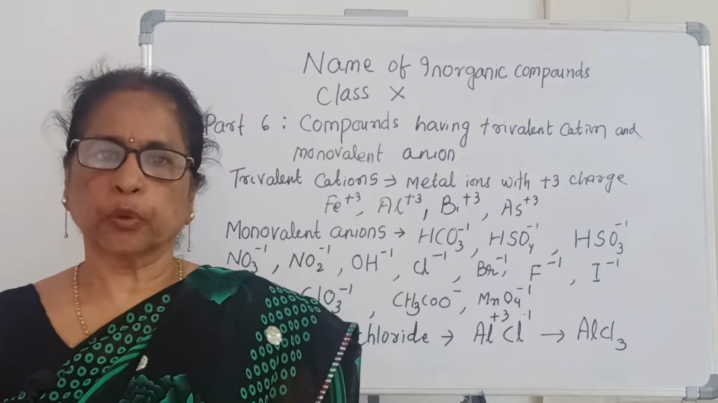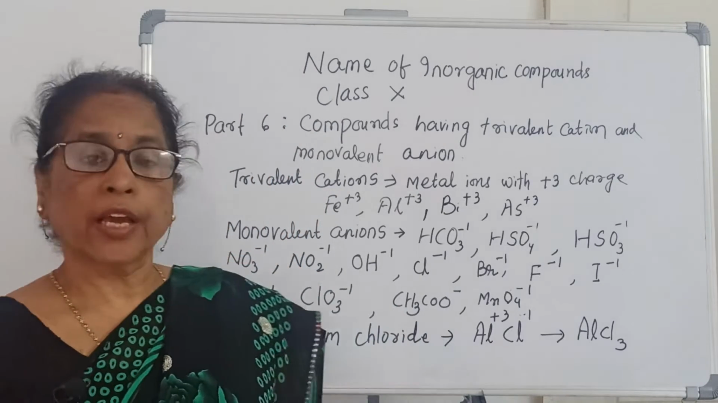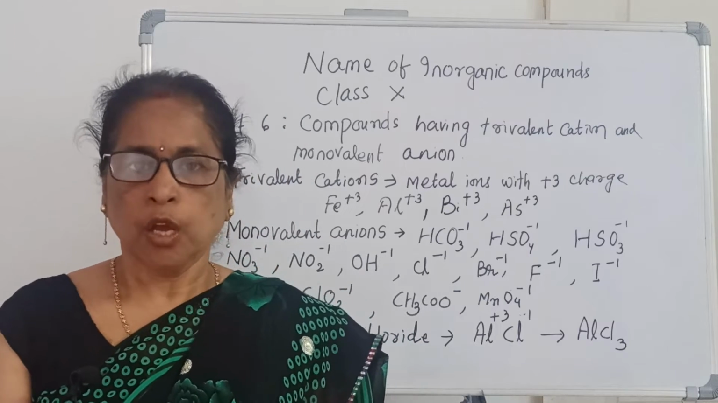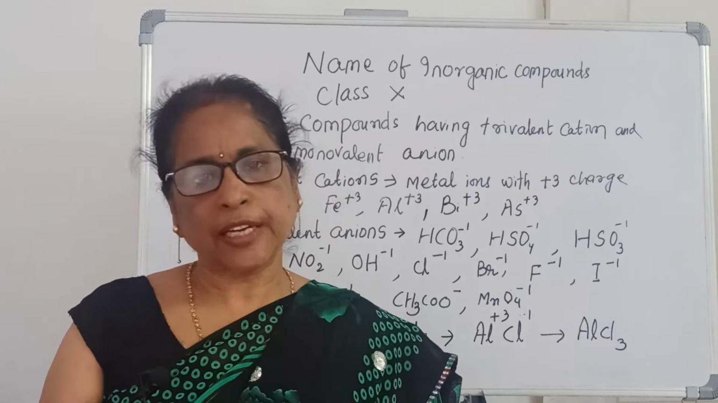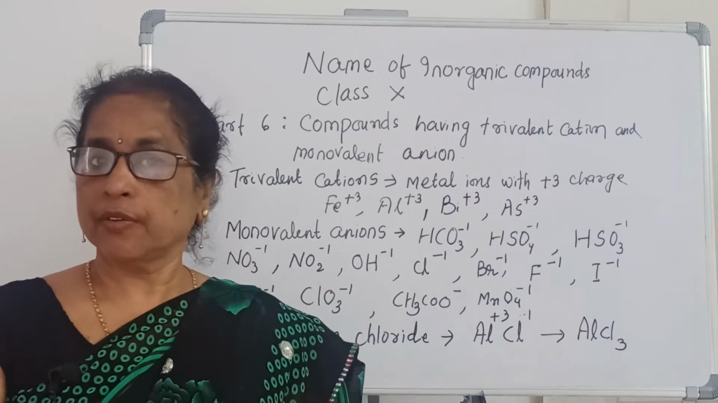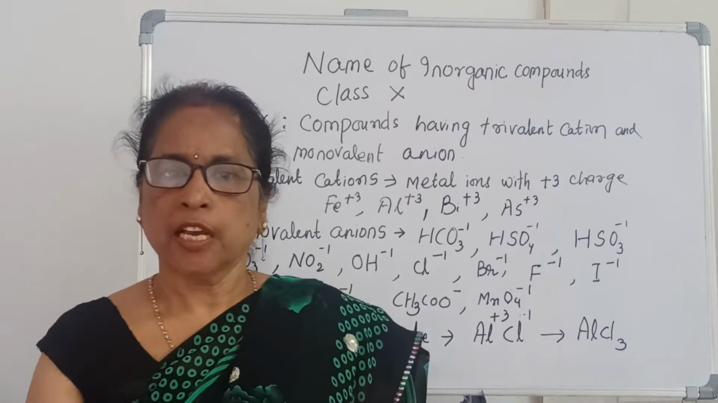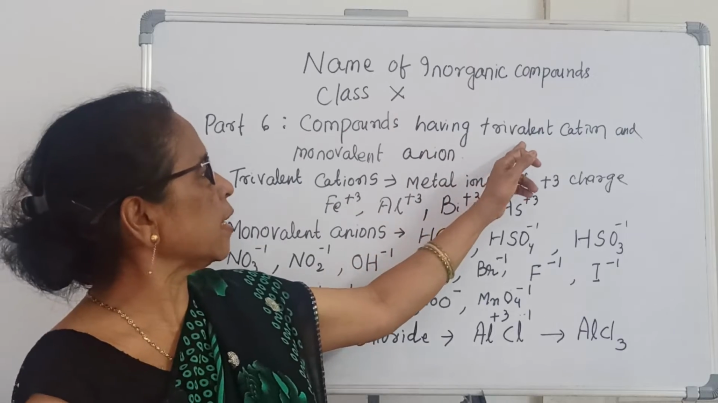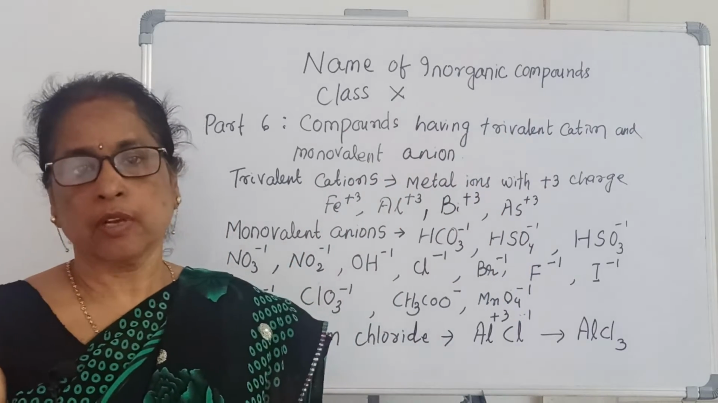Now I am going to focus on the important inorganic compounds, the names of inorganic compounds for class 10. Though I am going to explain for class 10, it is very important for class 11th and 12th also. This is part 6. In part 6, I am going to explain compounds having trivalent cation and monovalent anion.